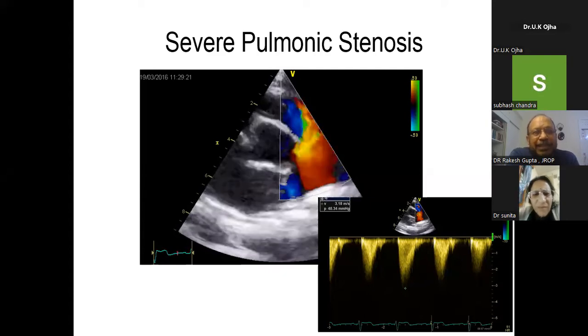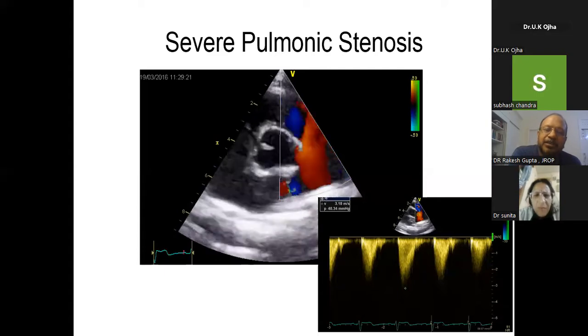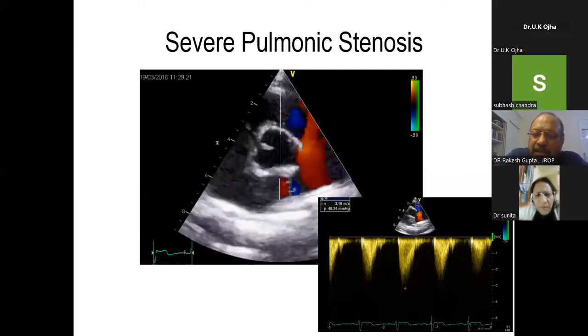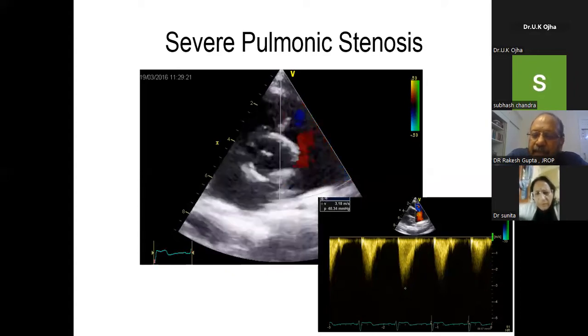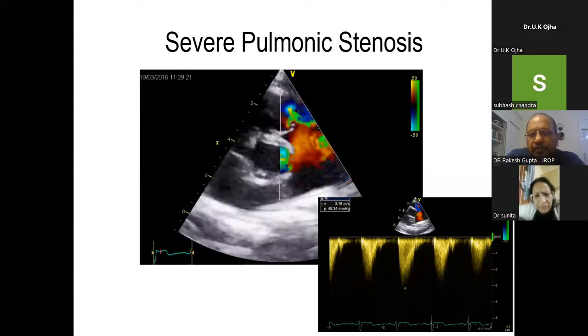At one time we studied which is the best window where we can look at aortic valve gradients, and we found the aortic valve gradients are best seen in the right parasternal windows. So make efforts to look at all these windows together.